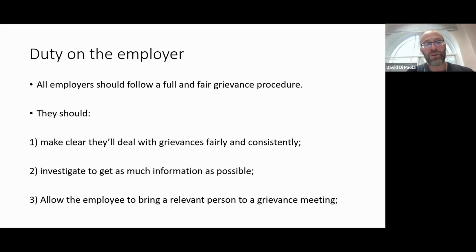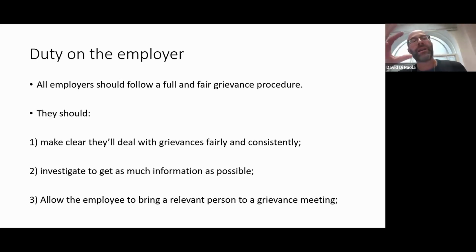Duty on the employer. Employers should make clear to the employee that they'll deal with grievances fairly and consistently. The grievance should be investigated. How you investigate the grievance will obviously depend upon what the grievance is. If it's to do with the behaviour of colleagues, you might need to meet with the other colleagues and speak to them. Or if it's to do with volume of work or how they're getting the work on a system, you might need to have a look at that. It may well mean that various other things need to be looked at as well.